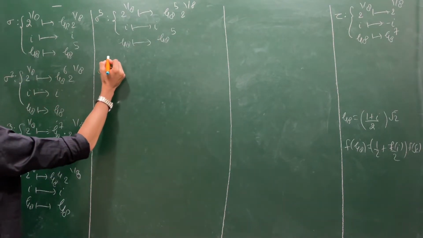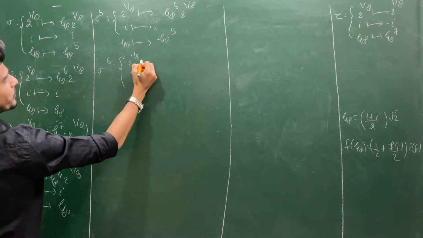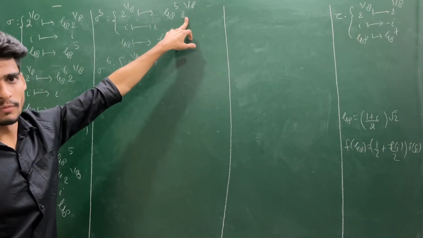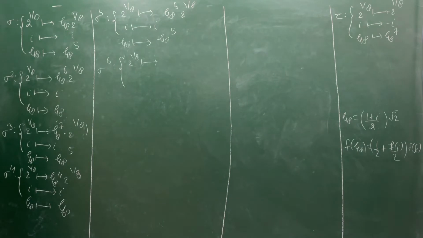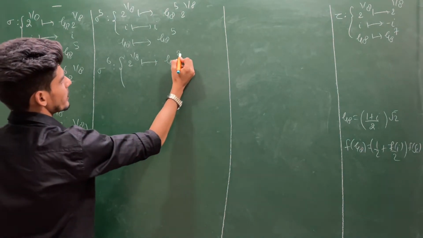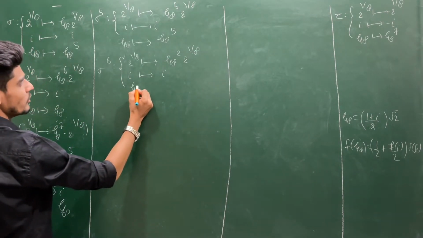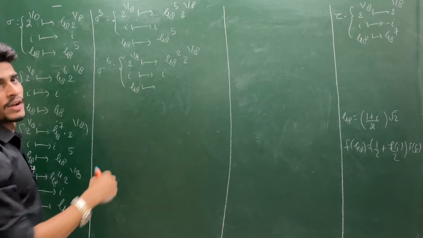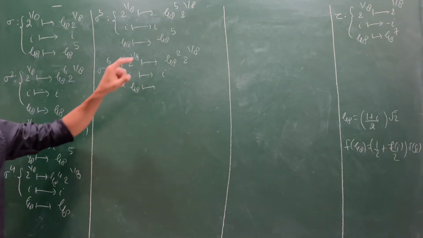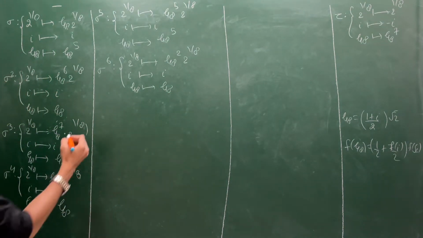Similarly, you can calculate sigma 6. That will be 2^(1/8). From here you will have zeta_8 to the power 25, and one zeta will come from here. So you will have zeta_8 to the power 26. So your remainder will be 2. So zeta_8 square 2^(1/8). Your iota will go to iota. Your zeta_8 will go to zeta_8 to the power 5, but already zeta_8 is going to zeta_8 to the power 5 under sigma. So this 5th power will go to zeta_8 to the power 25, but that is nothing but zeta_8 itself.